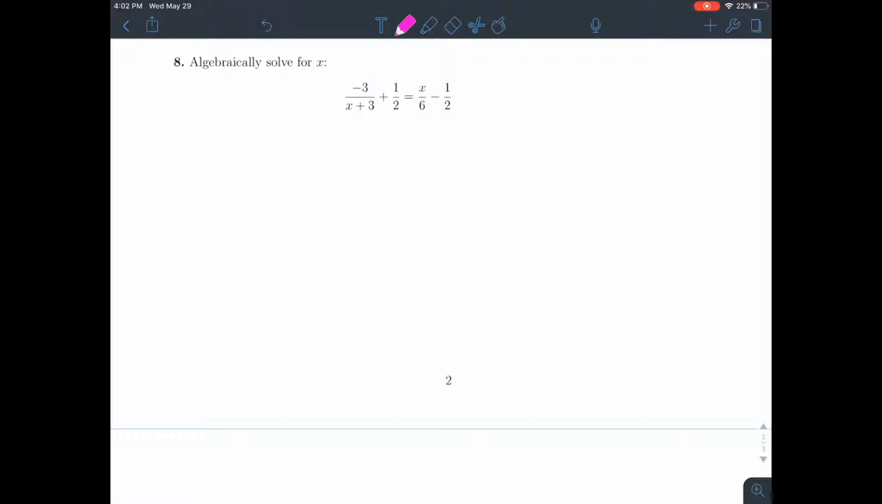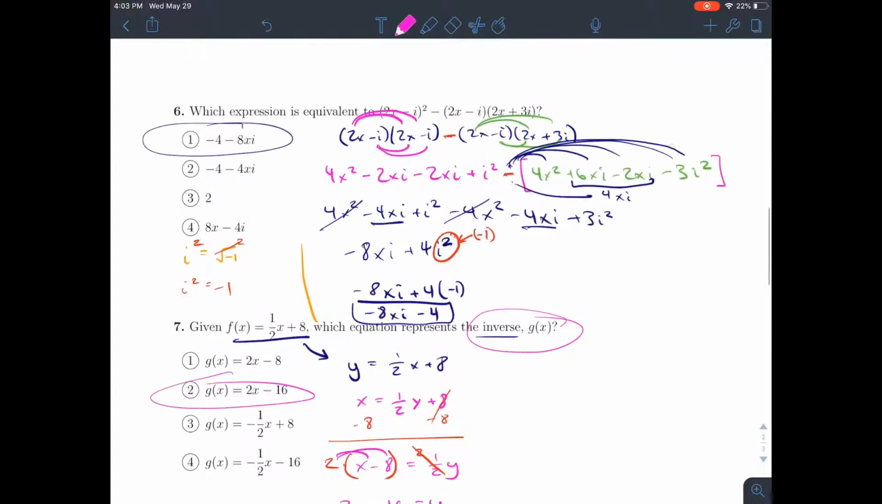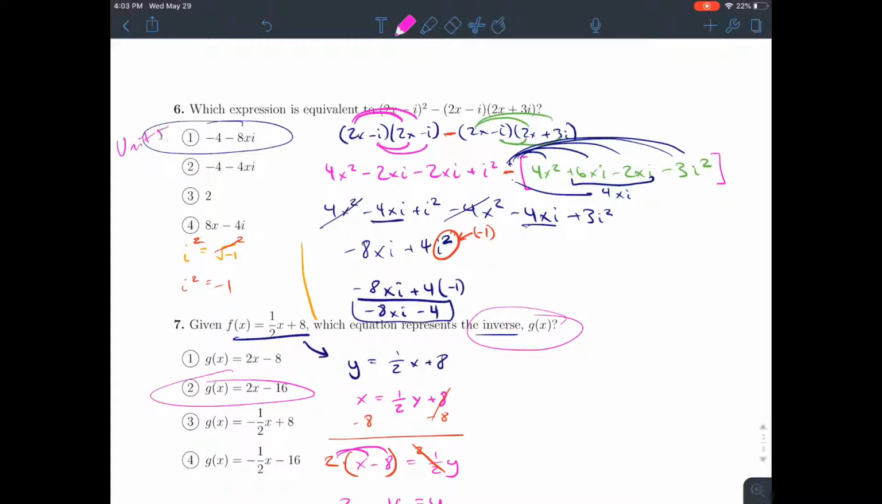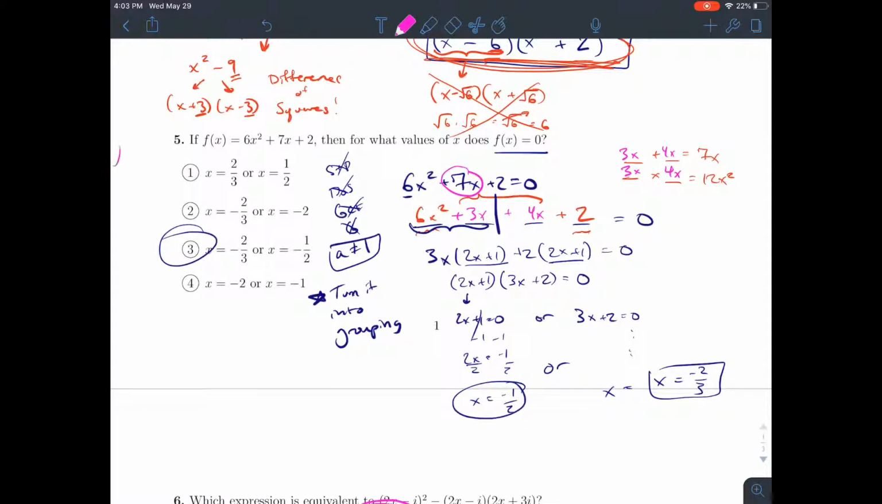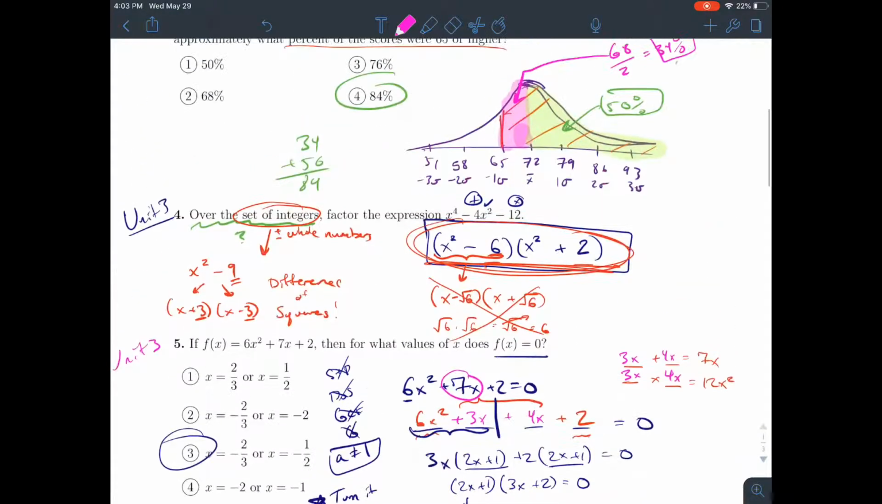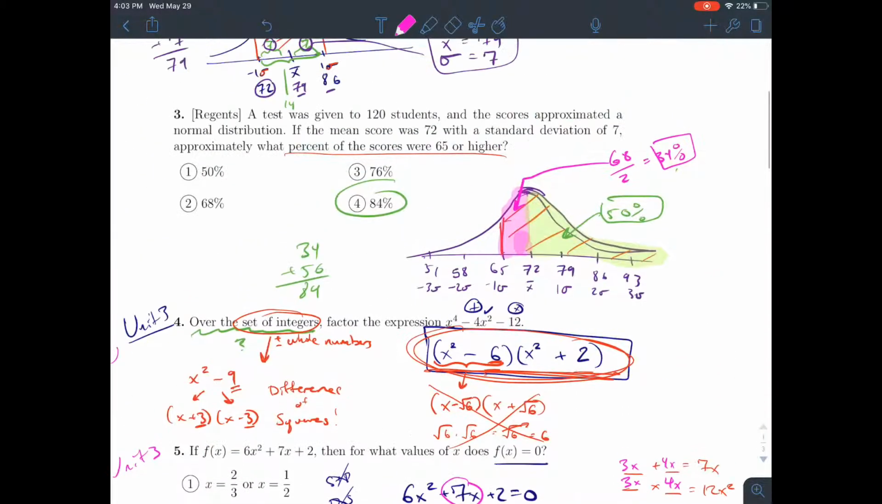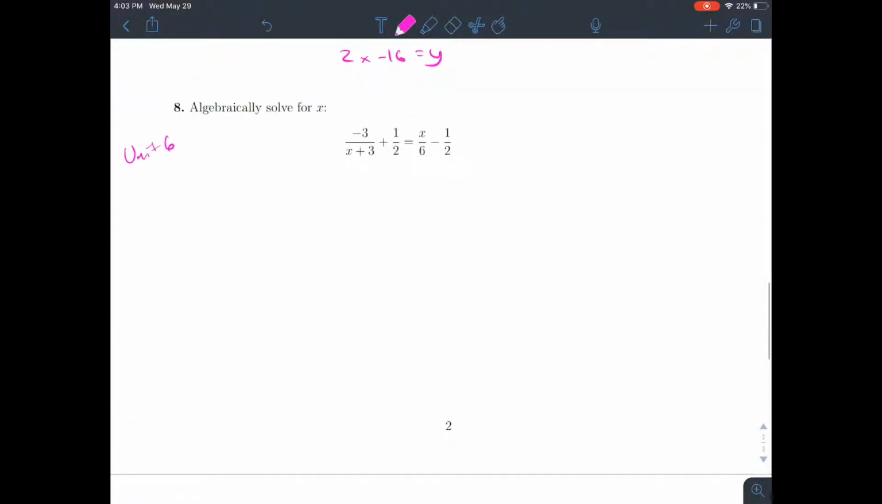Now for problem number 8, this one is a throwback to, I'm going to misremember this, but I think it's unit 6. This one was unit 5. This one was unit 1. This one was unit 3. This was unit 3. Oh, we already put that one. Okay, cool. So this is unit 6, which we did a bunch of stuff with these fractional equations.